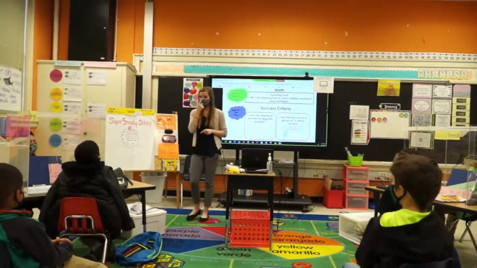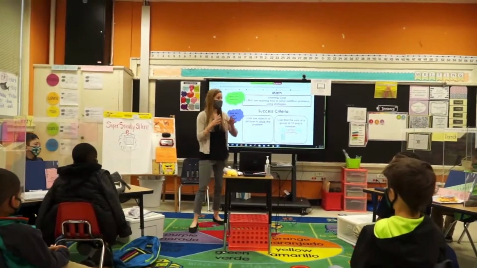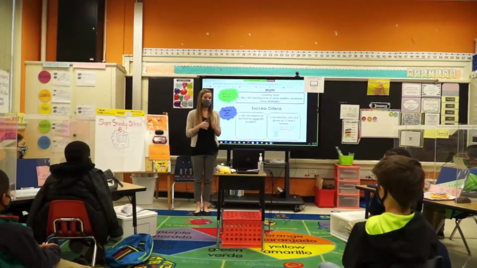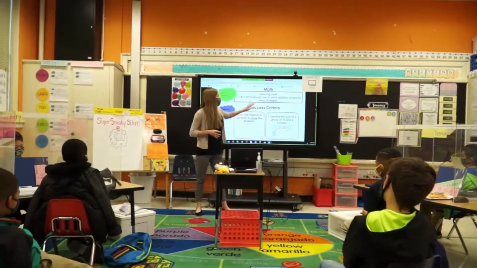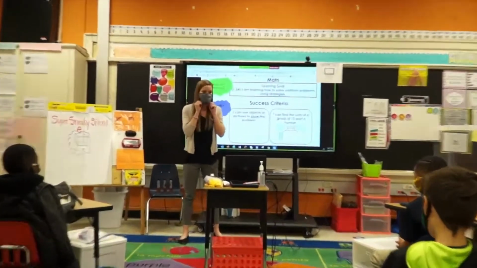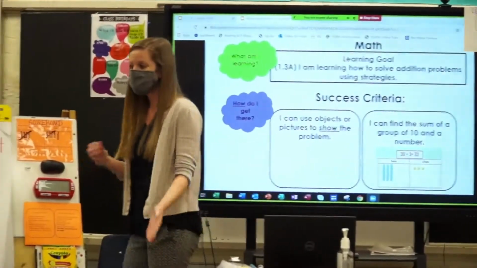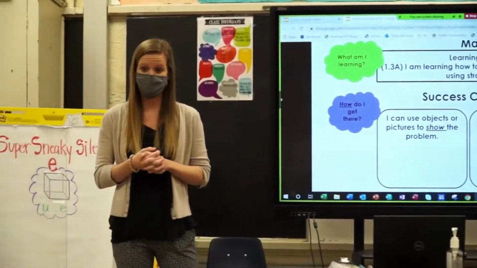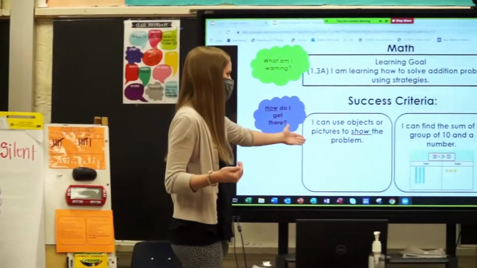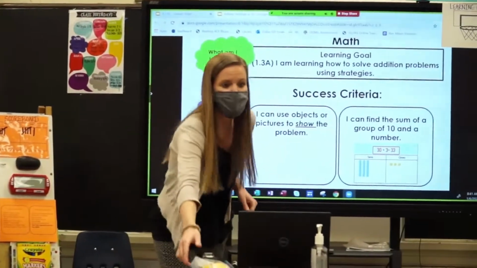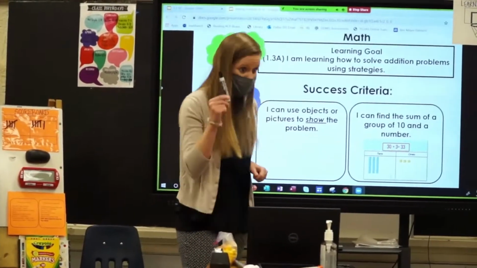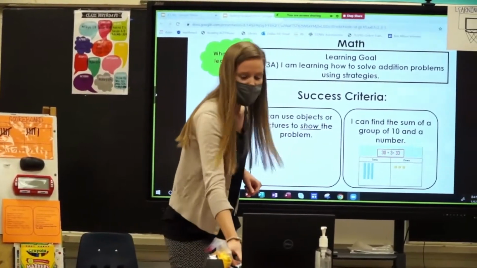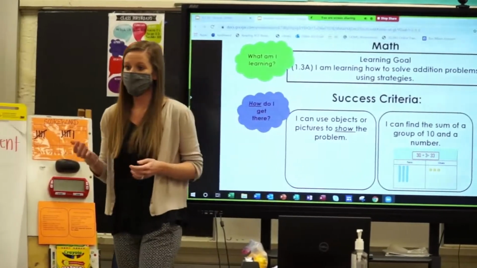Once we know what our goal is, then we are ready to work toward that goal. But first we have to know what that goal is that we're looking for. Our goal today is to solve addition problems using strategies. We want to use different strategies to solve these addition problems. How are we going to do it? We're going to show the problem using objects or using pictures. Once we show that problem, we're going to find the sum.